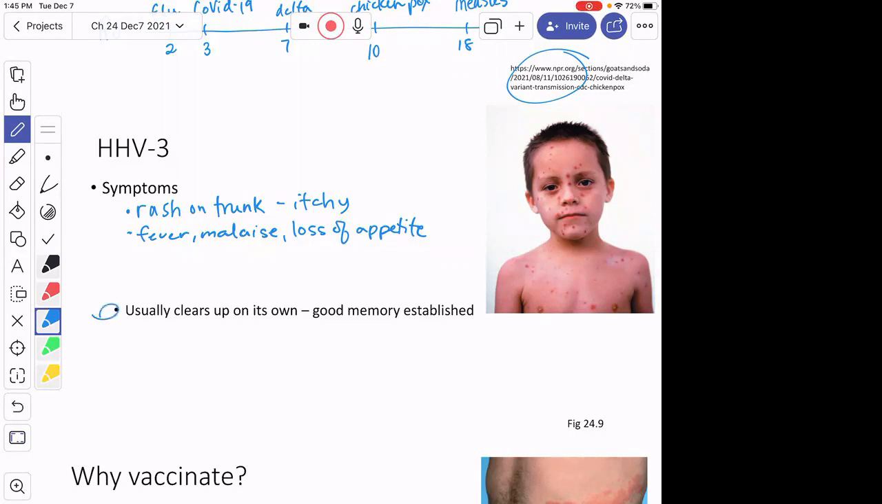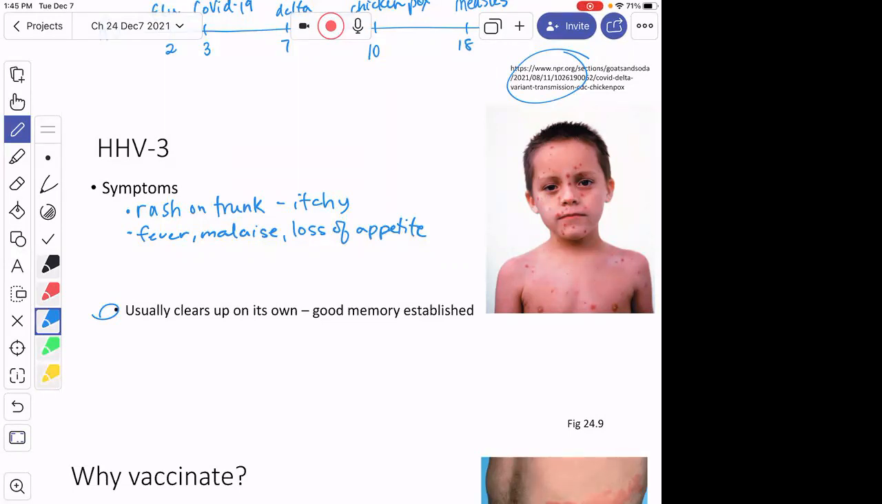So usually chickenpox clears up on its own. When kids get this, it's not usually a very serious infection. There's a low chance of complication. Once you get it once, you usually don't get it again. Sometimes you hear stories, oh, so-and-so got it twice. Well, they maybe had a really mild case and didn't establish good memory for some reason.